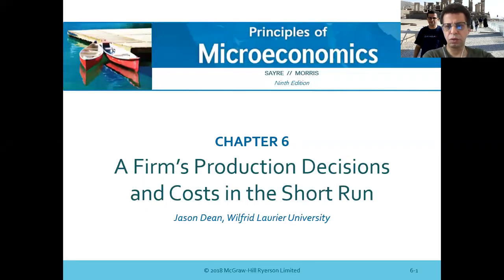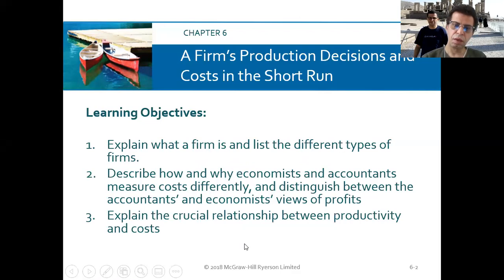Okay, today we will talk about chapter 6. We will leave chapter 5 until the end of the semester if we have the time. Now, in chapter 6, we're going to look at a firm's production decision and cost in the short run. In this chapter, we're going to explain what a firm is and list the different types of firms.